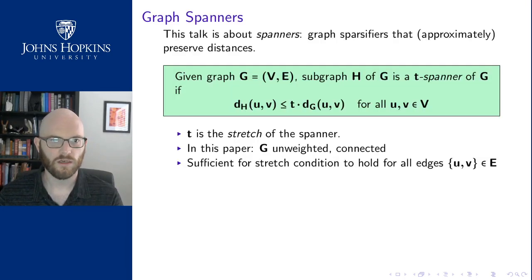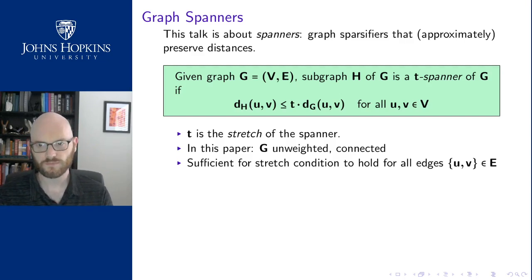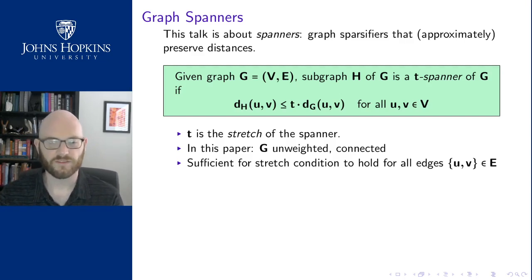Okay, so most of this talk is about spanners. Many of you probably know what spanners are, but for those of you who don't, spanners are just graph sparsifiers that approximately preserve distances. So this formal definition is here in green. Given a graph G, a subgraph H is a T-spanner if distances in H are at most T times what they were in G. Because H is a subgraph, of course, they're at least what they were in G. So this means that distances are preserved up to a factor of T. This factor T is called the stretch.